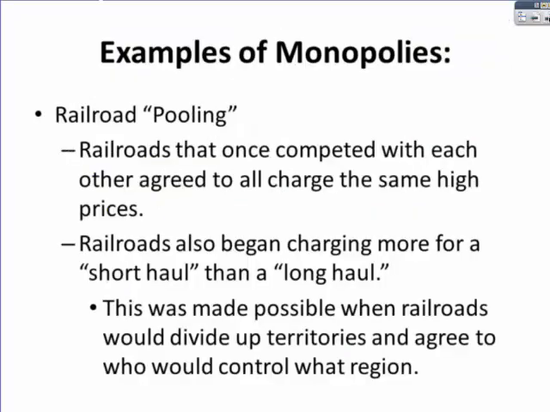Examples of that, the first example is railroad pooling. Railroads that had once been competitors got together and agreed to all charge the same high prices. To make matters worse, railroads also began charging more for a short haul than a long haul.